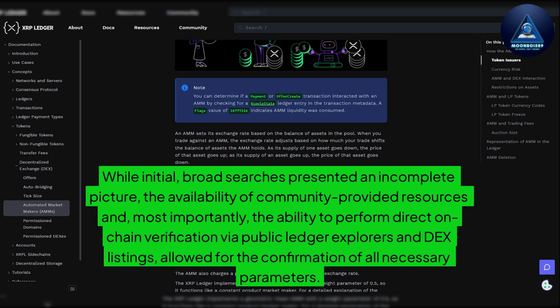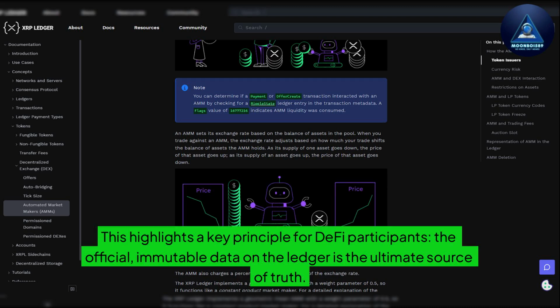This highlights a key principle for DeFi participants. The official, immutable data on the ledger is the ultimate source of truth. The successful verification of these tokens underscores the importance of using a multifaceted research approach that combines community engagement with rigorous on-chain analysis.